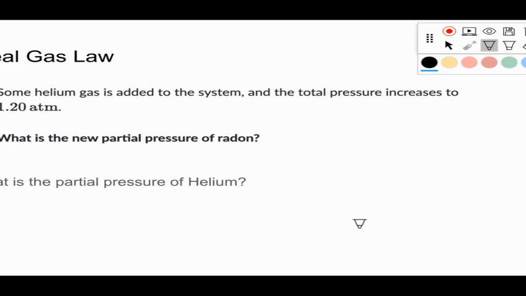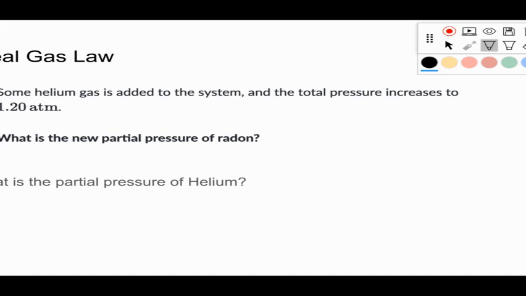Then it says some helium gas is added to the system and the total pressure increases to 1.20 atm. What is the new partial pressure of radon? So gases cause pressure because they have moles of that substance, and those particles move around and bump into the sides of the container and cause pressure. That is the definition of pressure.